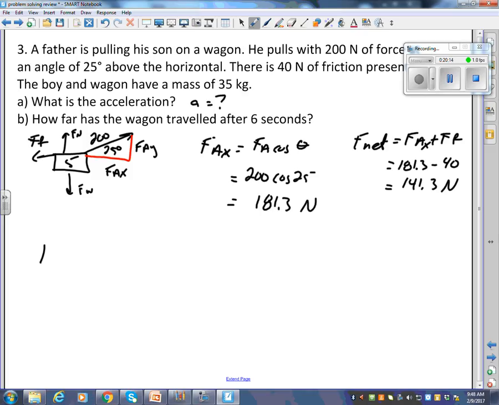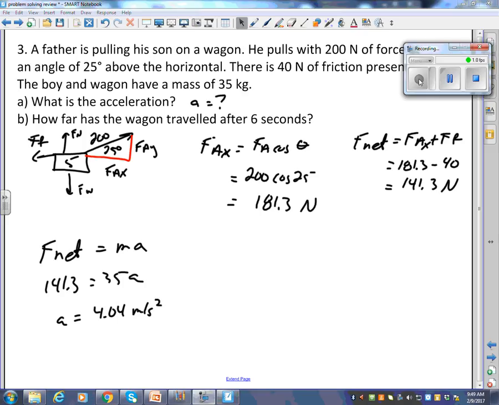What is the acceleration? F net is equal to ma. 141.3. The mass is 35. We're dividing by 35 both sides. 4.04. So now the question, how far has the wagon traveled after 6 seconds?